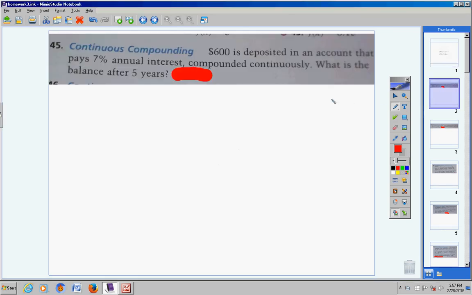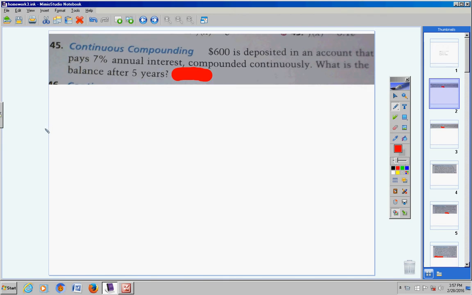Let me grab my math book and go ahead and turn over to page 424. Give me just 1 second to do that. And here we go. Number 45 says that you're depositing $600 into an account that gives you 7% interest compounded continuously. What is the balance after 5 years?